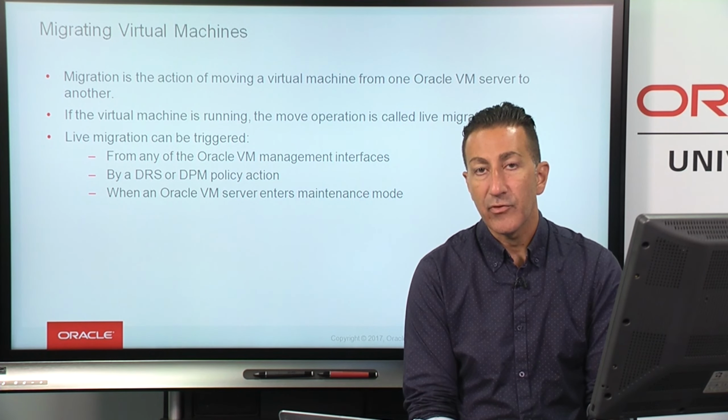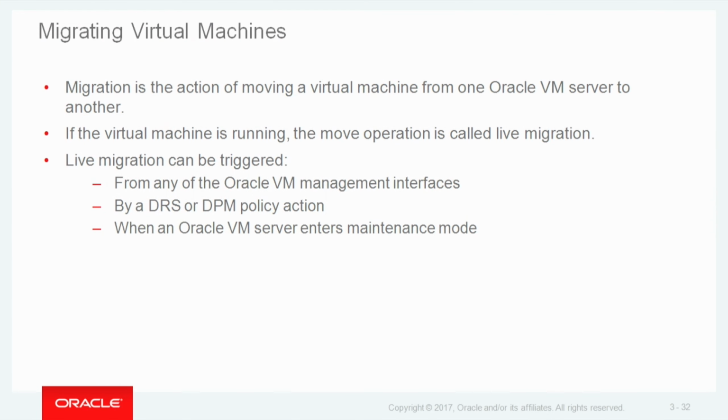Also, remember, if you implement DRS or DPM policies, they may trigger this action. Because it tries to load balance the workloads, or, for example, it tries to save power if there are enough resources in existing VM servers to support migrating the VMs to them and leave the others with no VMs, so they can be powered off to save power.